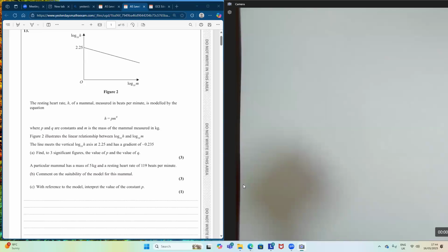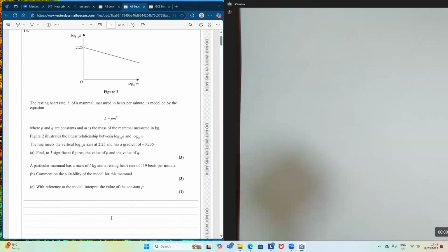Again, I can't emphasize this enough, a very, very popular type of question, especially for Edexcel. It comes up an awful lot. And although it's AS content, it comes up in both A2 and AS exams. So let's have a look at this question then.